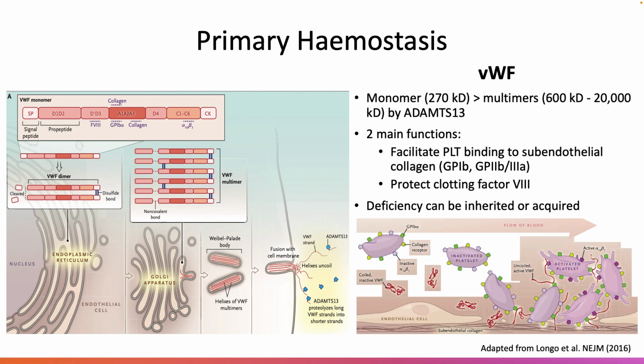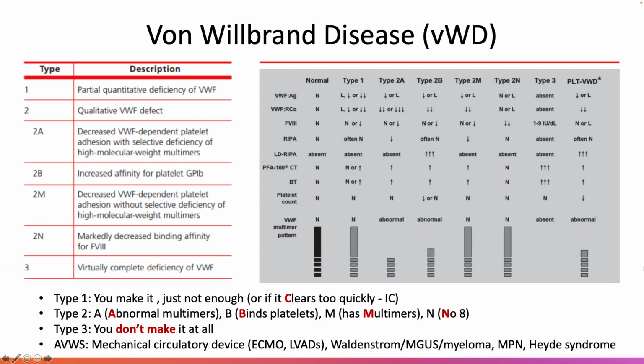deficiency in von Willebrand factor can be inherited or acquired. So this is again just to illustrate the diagram that von Willebrand factor actually facilitates the binding in terms of the activation of platelets as well as aggregation. So when we talk about von Willebrand disease, it can be hereditary, or what we call inherited, or you're talking about acquired. So how do you remember all these different types of von Willebrand disease?